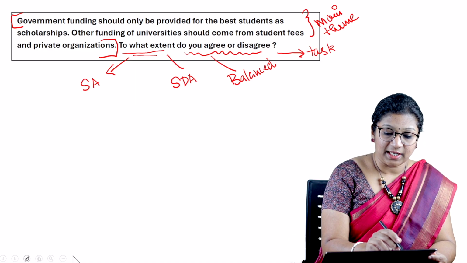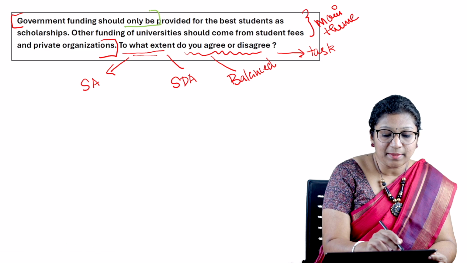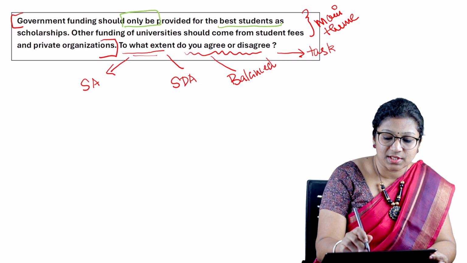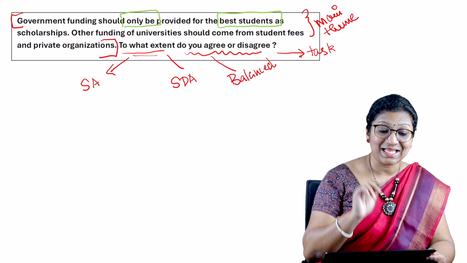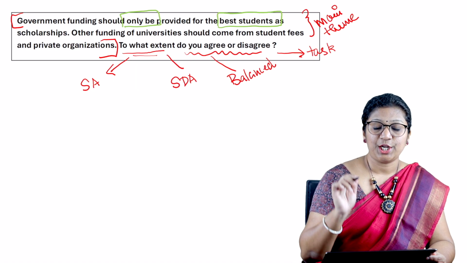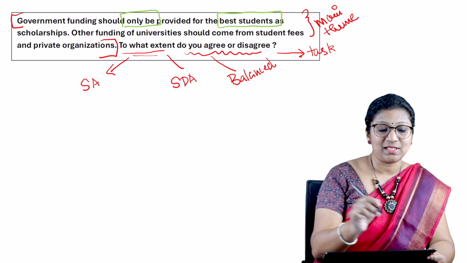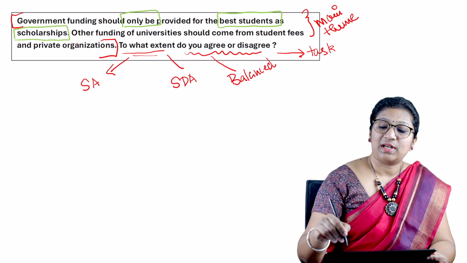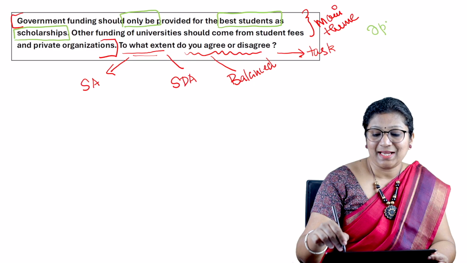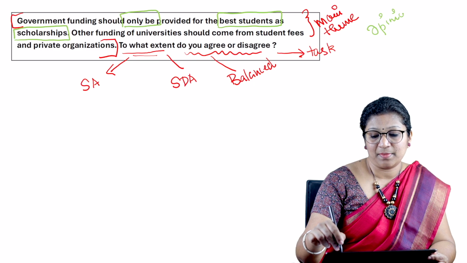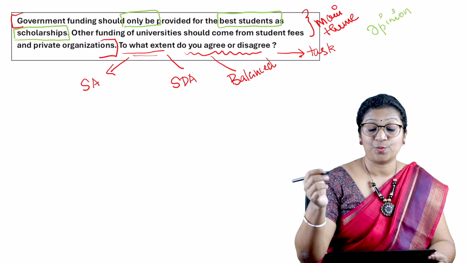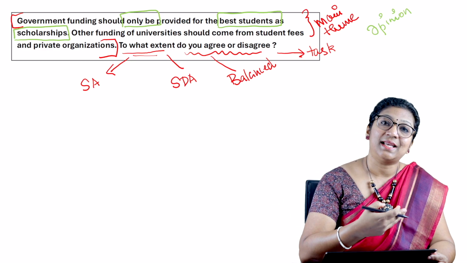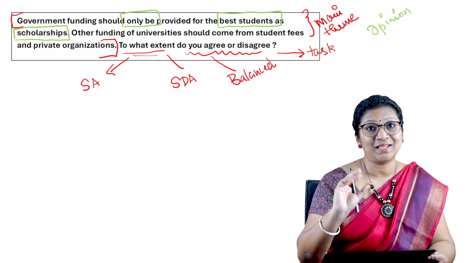Government funding should only be provided for the best students, which means if the government is funding universities, it should only go to the best students and as scholarships. So clearly it is an opinion given. Remember, every time you have this question, to what extent do you agree or disagree? It is an opinion, because you can only agree or disagree with an opinion and not with a fact.